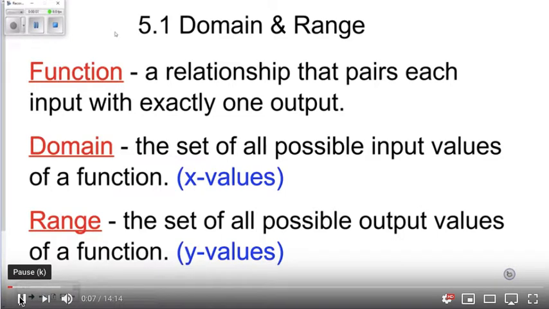A function is a relationship that pairs each input with exactly one output. The domain is the set of all possible input values of a function. These are your x values. The range is the set of all possible output values of a function. These are your y values. Sometimes they will be labeled input and output instead of x or y or domain and range.